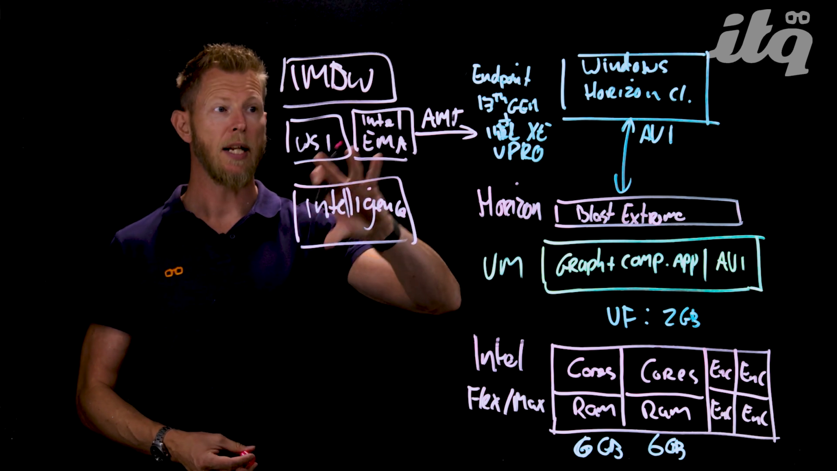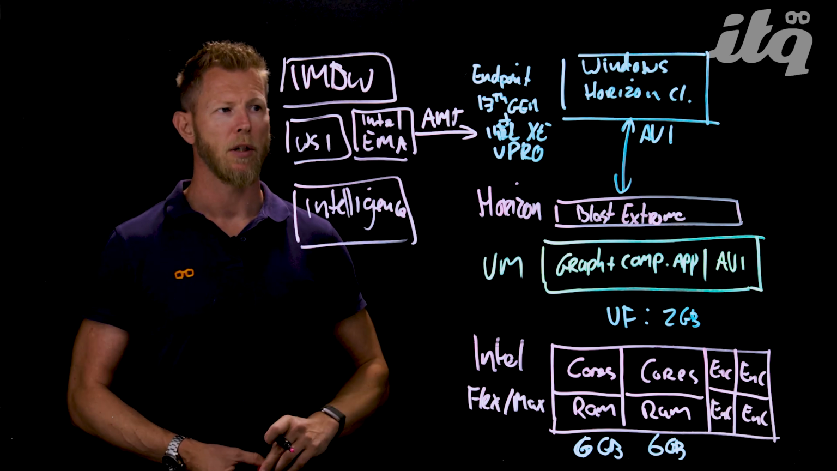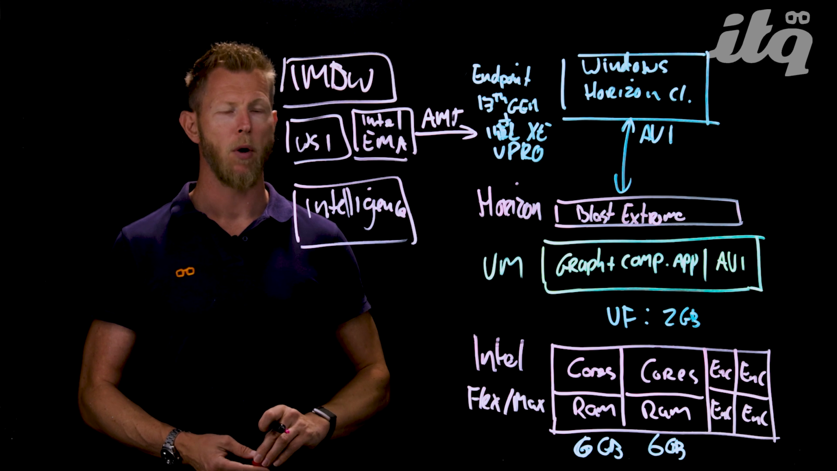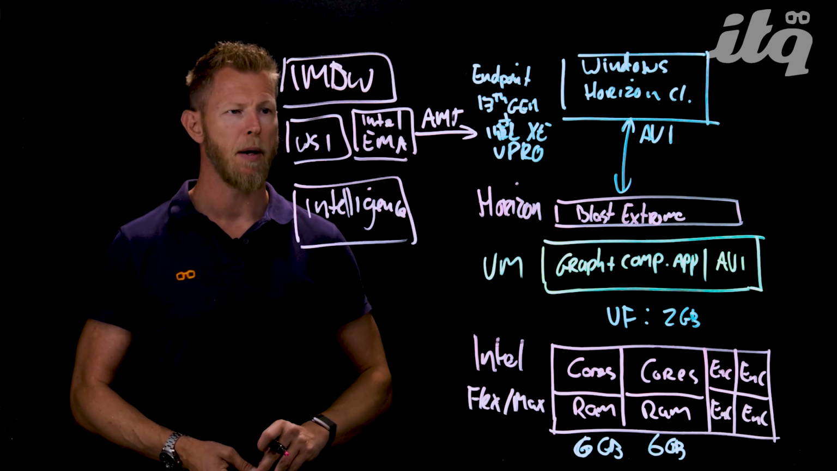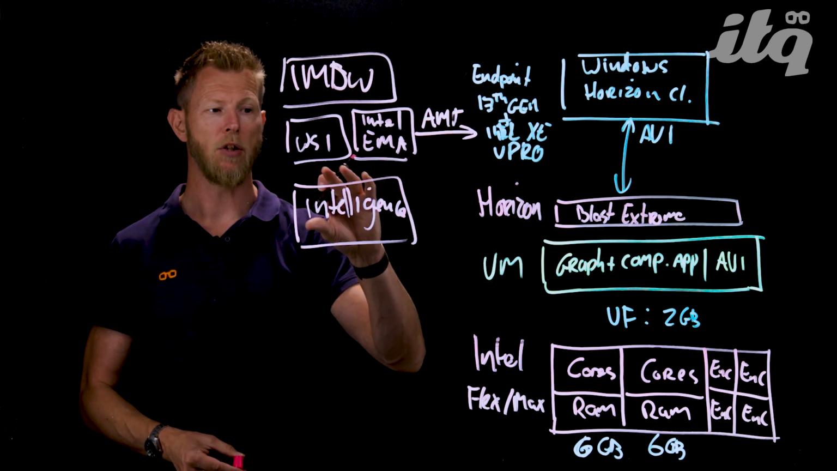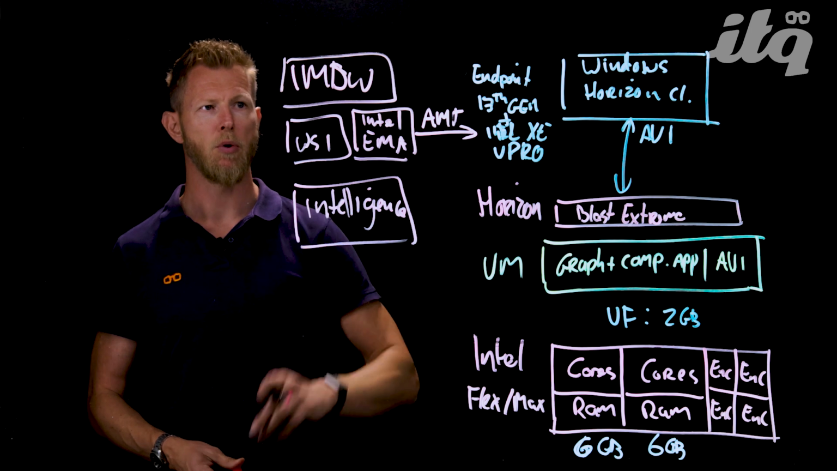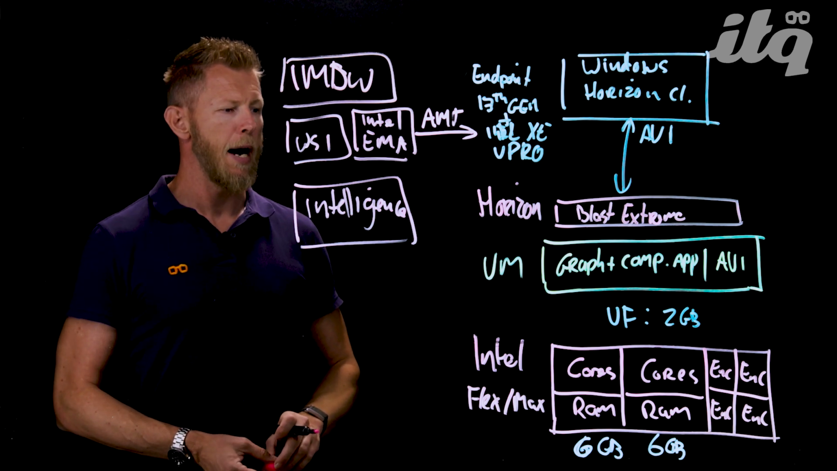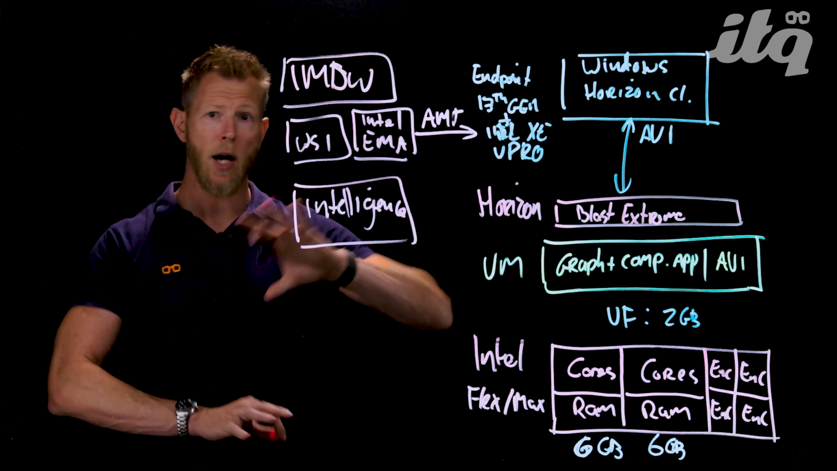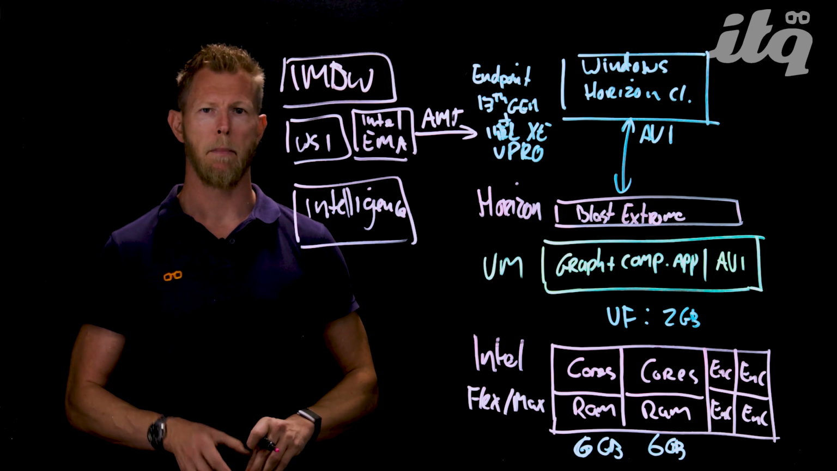And I think this is a great example of how AMT enables us, for instance, to remotely shut down the machine or power it on. So it's basically out-of-band management, but fully integrated into Workspace ONE Intelligence, so we could utilize those functions in our ITQ Managed Digital Workspace.